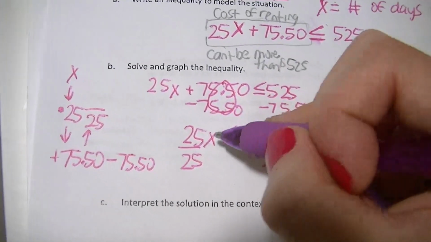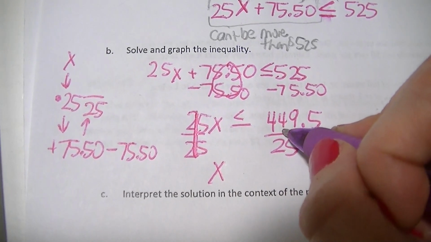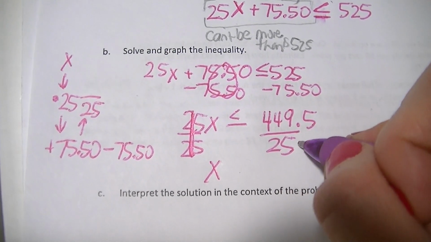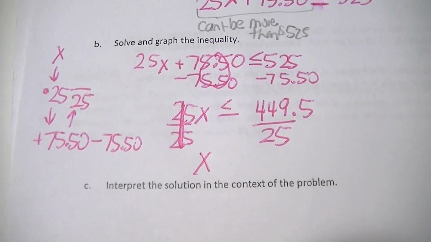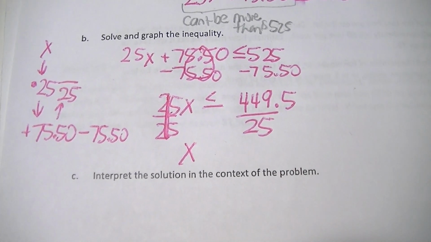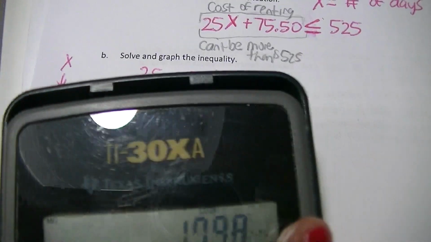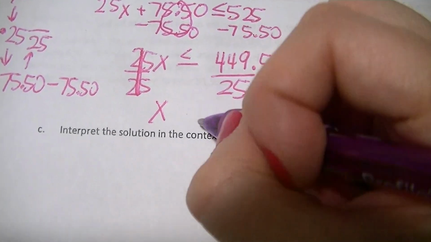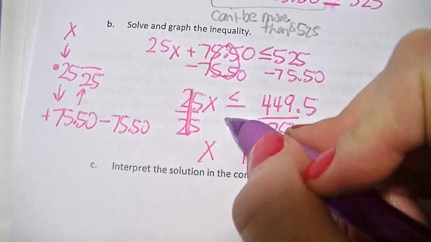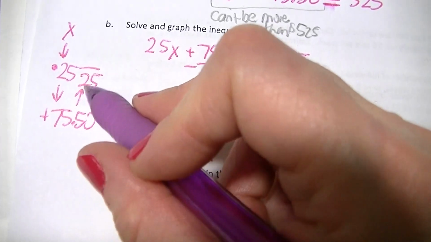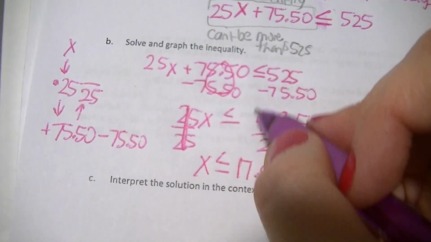Okay, 25 divided by 25 is 1. 1 times X is X. 449 and 5/10 divided by 25. Let me check it out. You should do it too. Okay, I got that. All right, and do we flip the sign? No, you don't, because we didn't multiply or divide by a negative, so keep it consistent. Okay, so we solved the inequality.